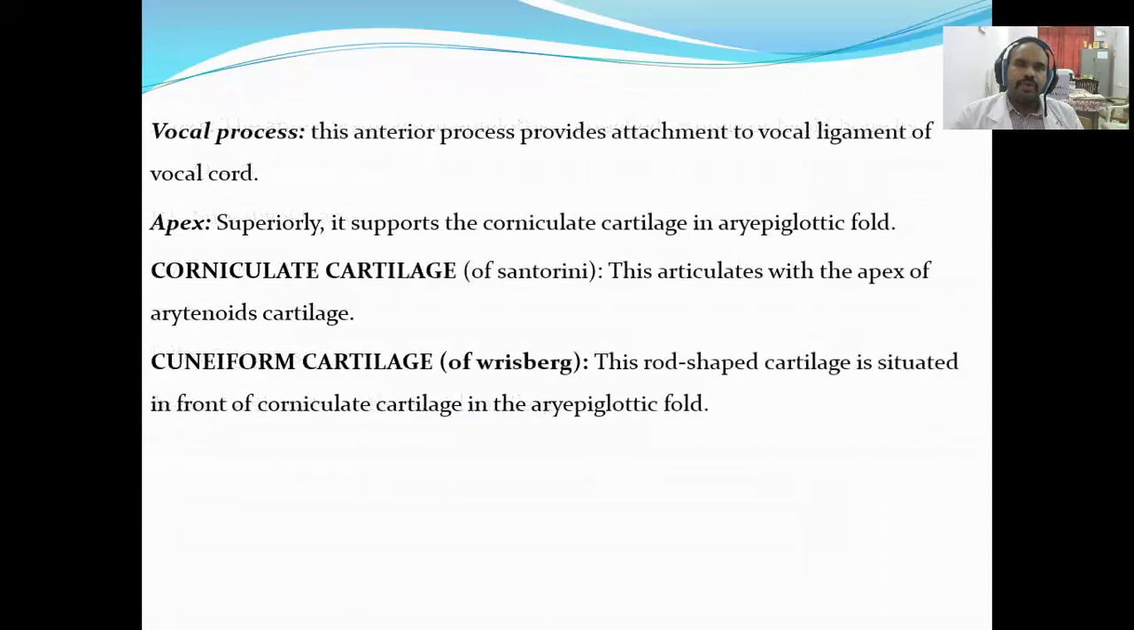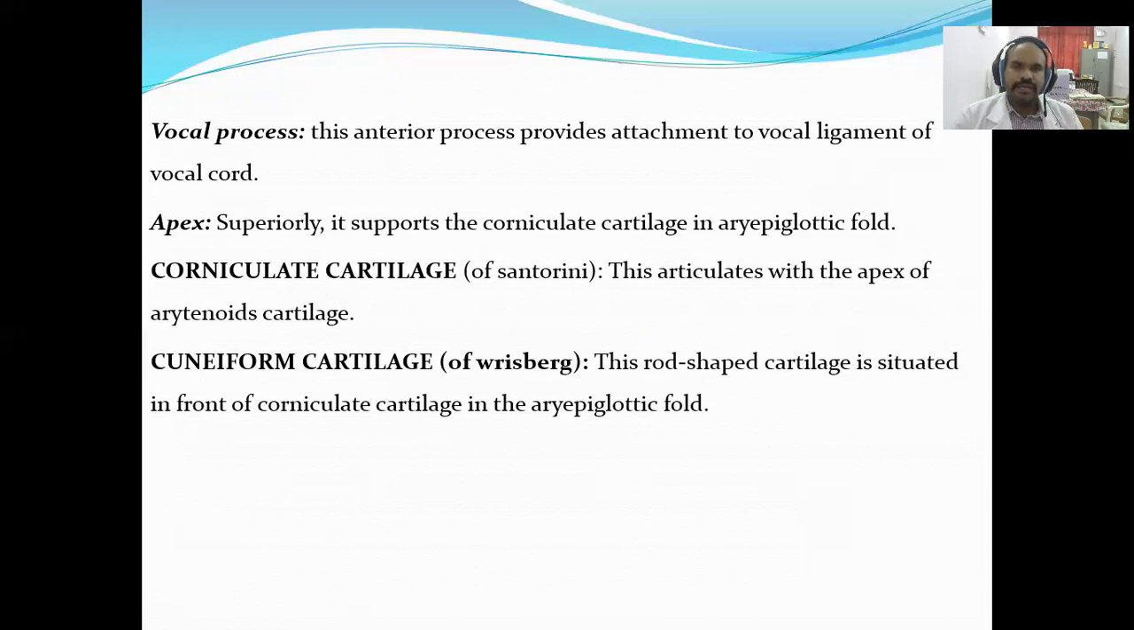Then we have the vocal process, which gives attachment to the vocal folds. Then we have the apex, which articulates with the corniculate cartilage in the aryepiglottic fold. So we have a base, a muscular process, a vocal process, as well as a tip.